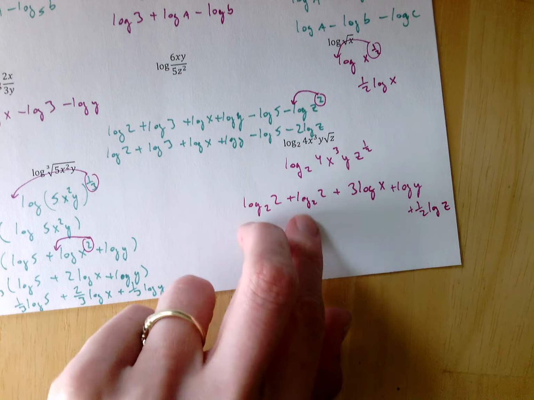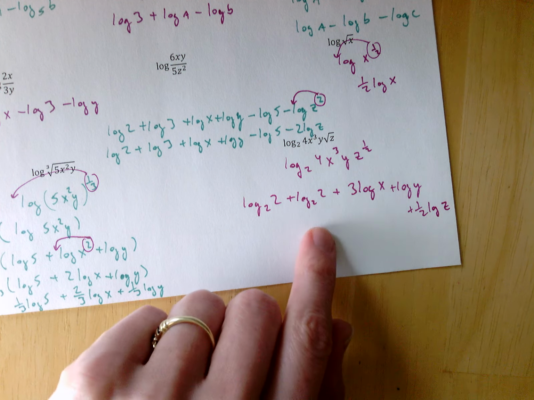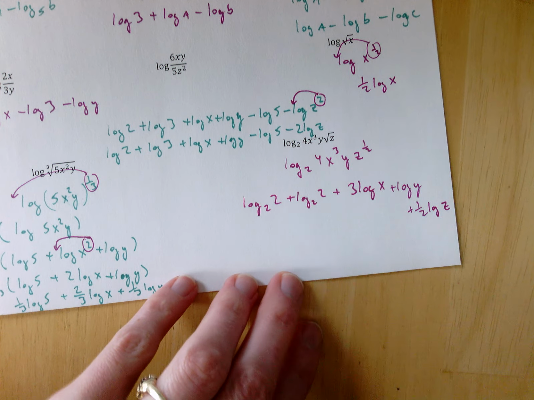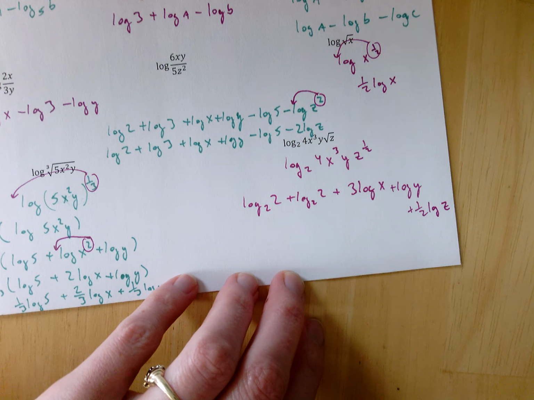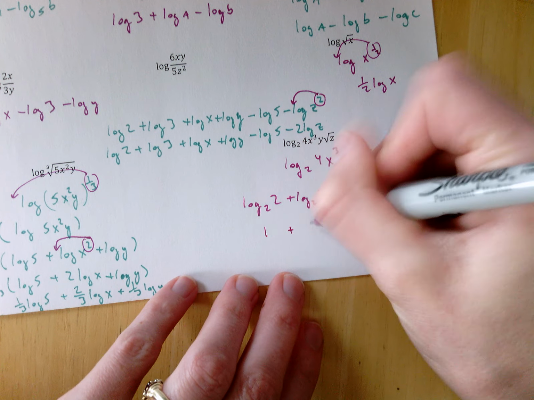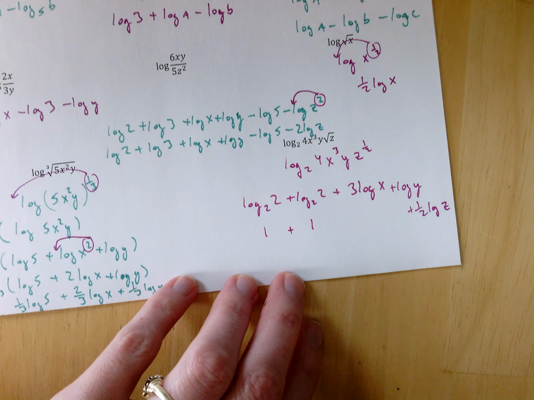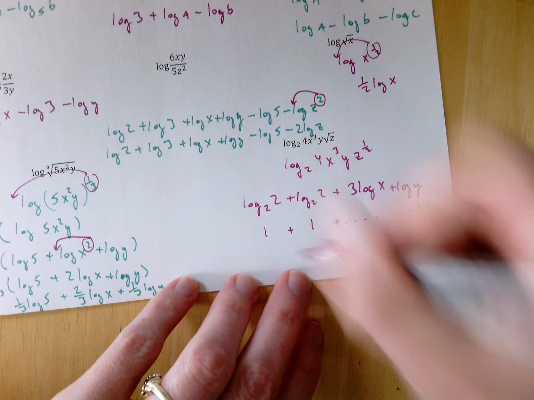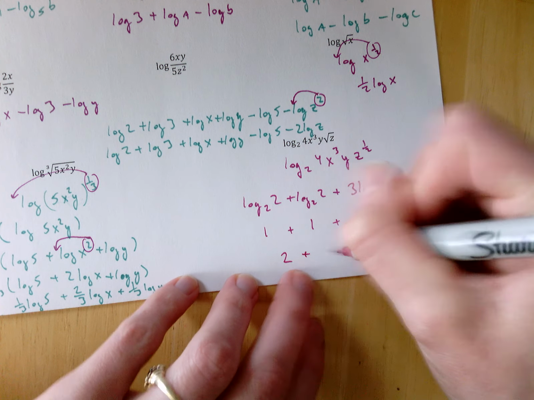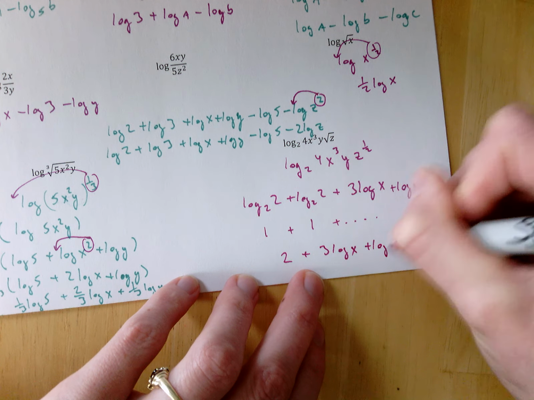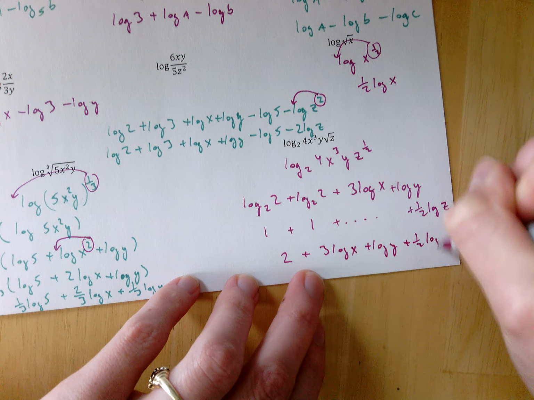Okay, so let's go back to this 4 thing. So we took the 4, we split it into 2 and 2. Here's the thing you need to watch out for. Yeah, these cancel out, but they cancel out to 1, not 0. Okay, so log base 2 of 2, that cancels to 1, right? And log base 2 of 2 cancels to 1, right? And then plus blah, blah, blah, all that other stuff, right? So this is going to simplify to 2 plus 3 log of x plus log of y plus 1/2 log of z.